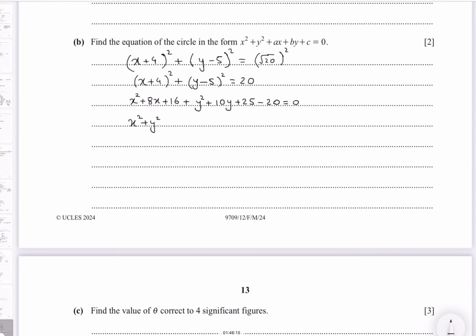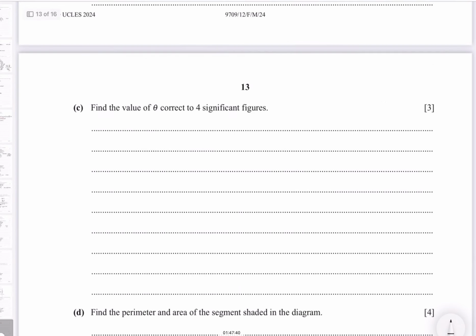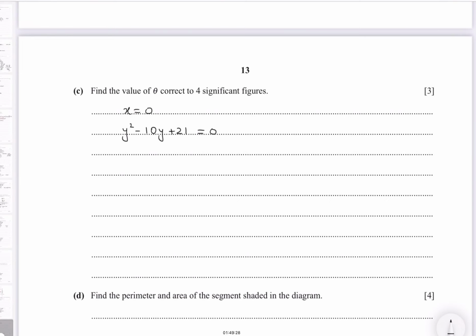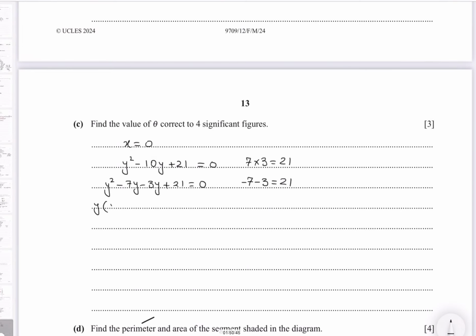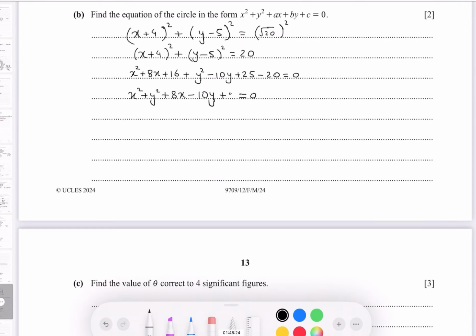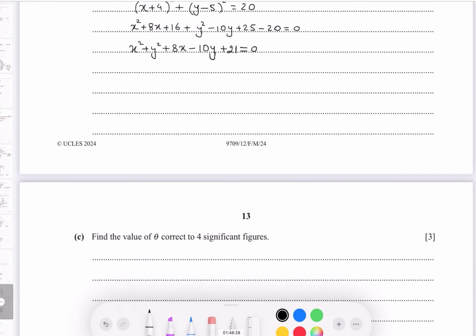So x square plus y square, collect them, and then 8x minus 10y plus 5 equals, oh, that is actually not 5. Wait. That is 21. So this is the form which he needed. Actually I forgot 16.